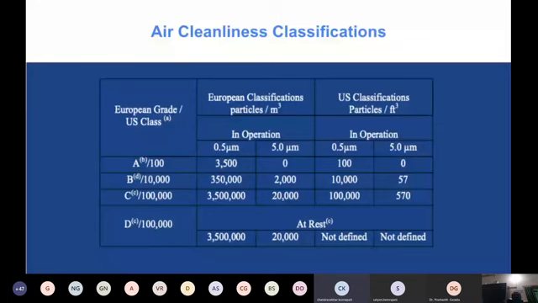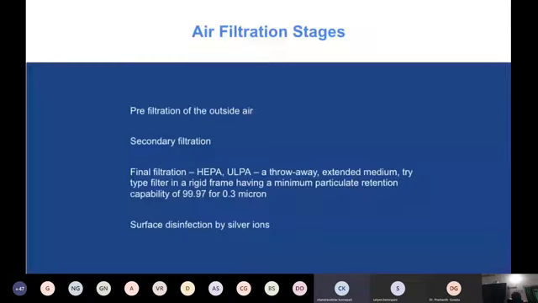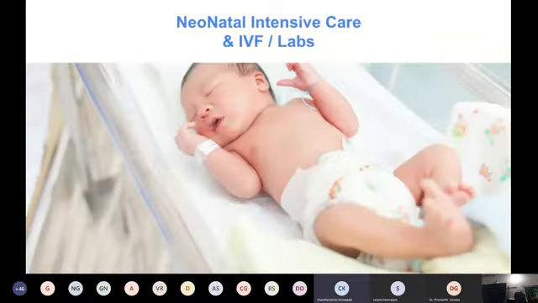And filtration stages: pre-filtration, the initial filtration, then secondary, and final filtration, which is HEPA or ULPA. And with all the other parameters, 99.997% of 0.3 micron particles can be controlled. And all the surfaces can be coated with silver ion. It can be silver ion paint, silver ion powder coating, or silver ion flooring. That removes the complete bio-load.